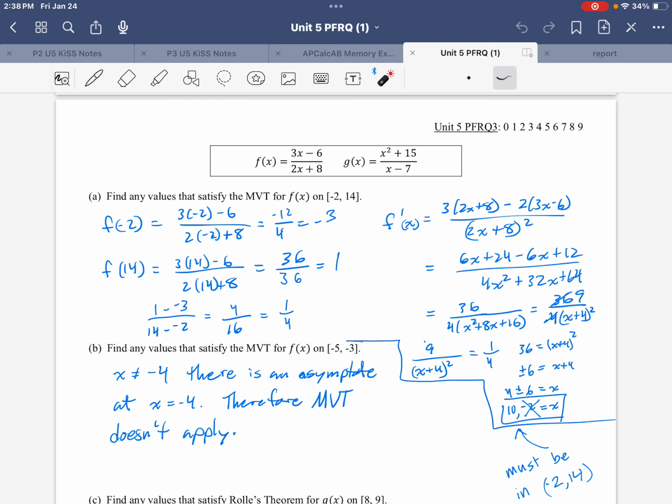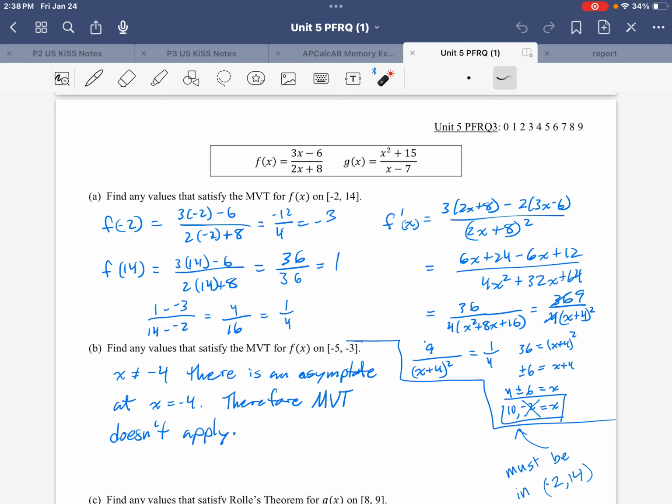So I find a derivative, and because it's a big old rational expression, I have to use the quotient rule. So I use the quotient rule right there, and then I do some simplification, and then I get to the point where I get to set the derivative equal to 1/4. And so once I got here, I just cross multiply, and I find two answers at the end. I find 10 and -2.